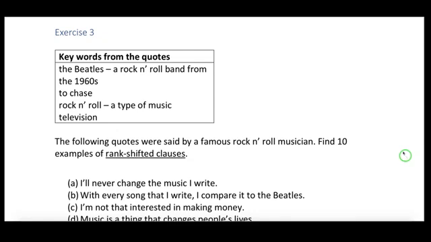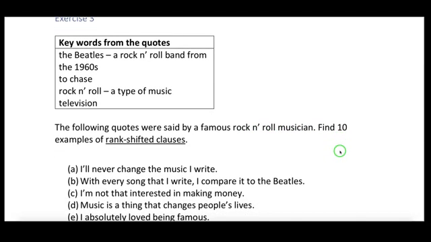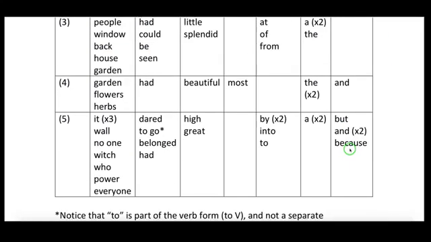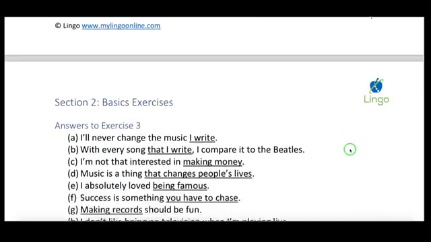I'll try and explain what I mean more clearly by showing you some examples. These quotes all come from a famous rock and roll musician. His name's Noel Gallagher from the band Oasis. They're a British rock band. And he has some great quotes in these sentences here.